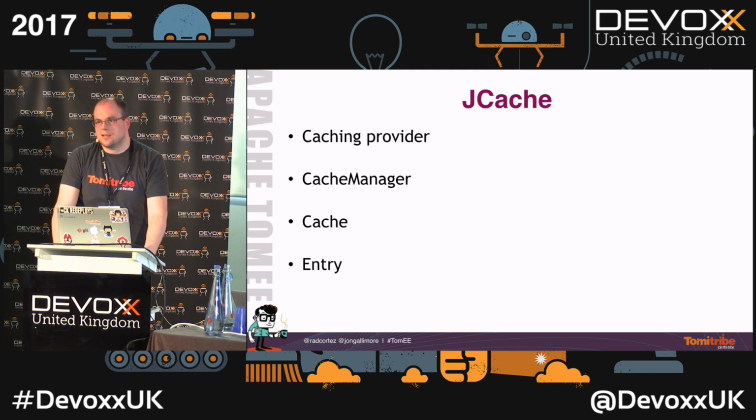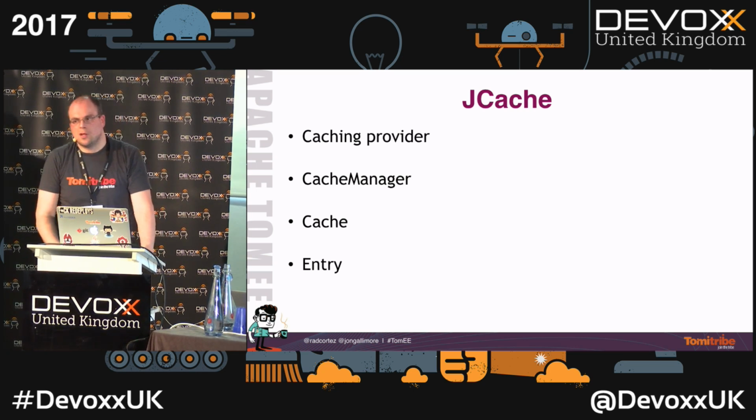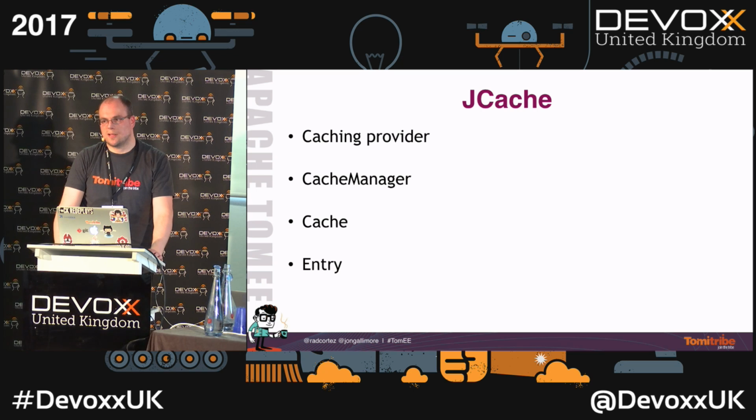JCache is JSR 107. It went final early in 2014, so it's been available for a couple of years now. It was quite a long-running specification, as you can probably tell by the low number. It took quite a long time to get to that final release. But actually using JCache inside your application is fairly straightforward.